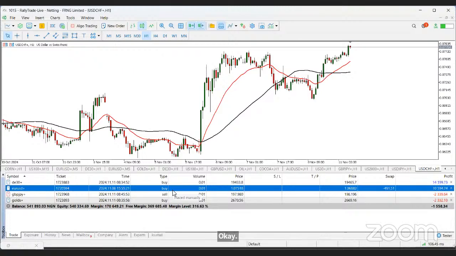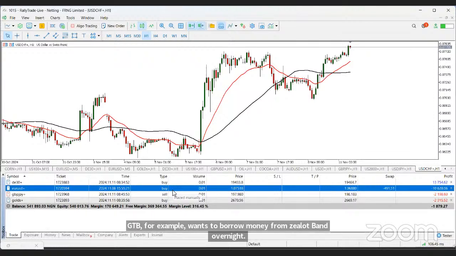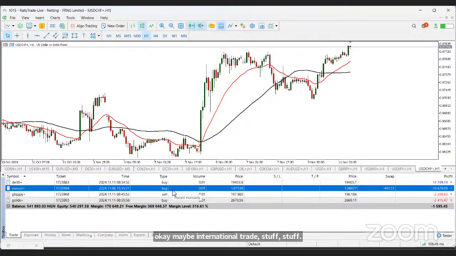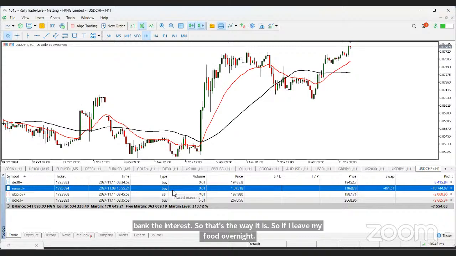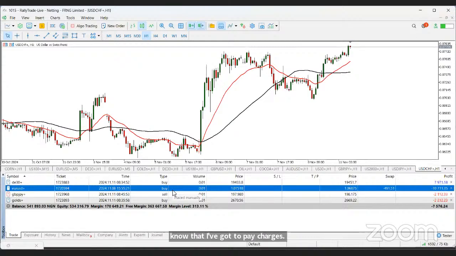It's just like overnight trades in Nigeria. If GTB, for example, wants to borrow money from Zenith Bank overnight, maybe international trade stuff, and they go through CBN, CBN will have what they call overnight trades. Once they borrow that money, CBN will charge GTB the rate, and of course credit Zenith Bank the interest. So if I leave my trade overnight, I should know that I'm going to pay charges. That charge is in conjunction with the broker, and the broker has some percentage of it. The market also has some percentage of it.